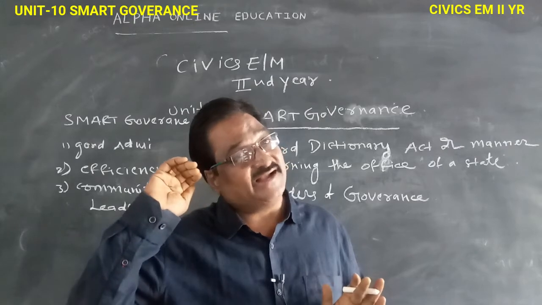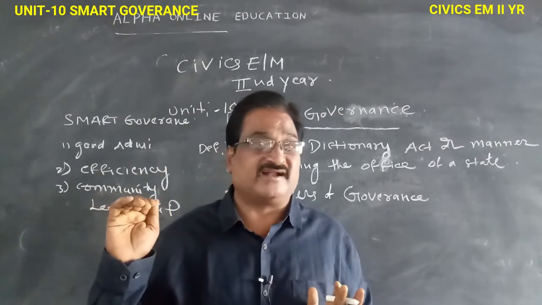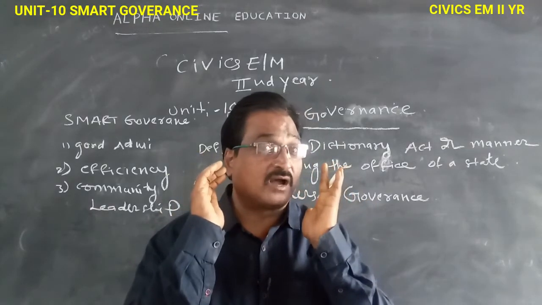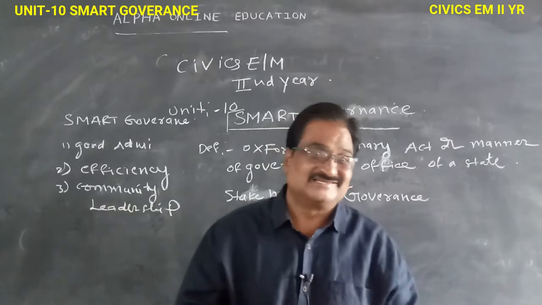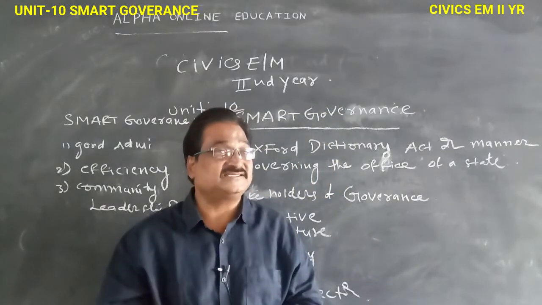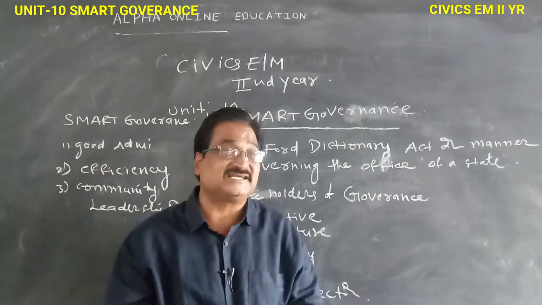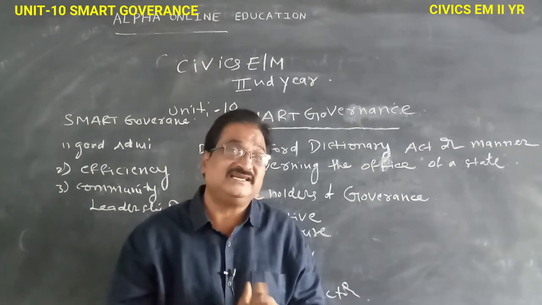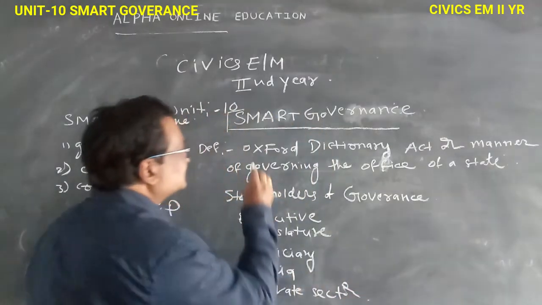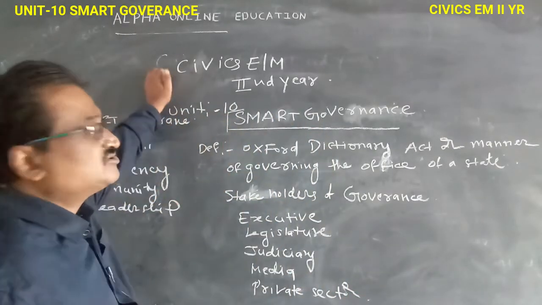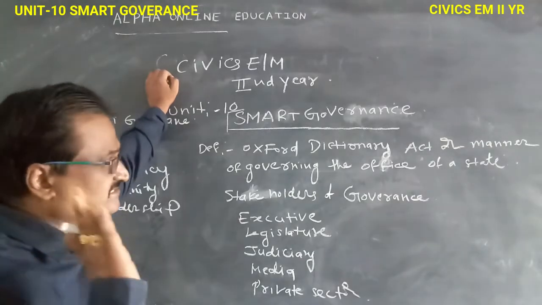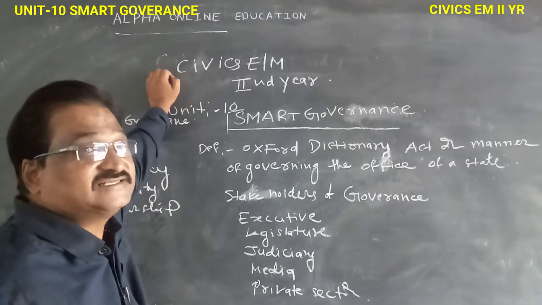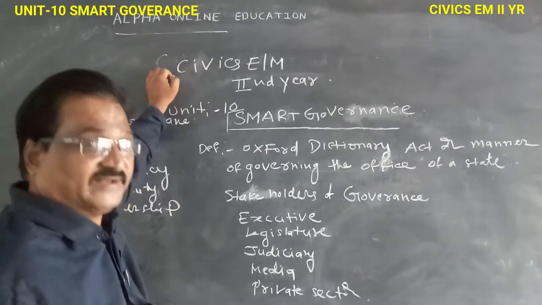So nowadays high technology is all over the world. Once upon a time there was no high technology, but now the technology is high. Now the administration is electronic administration. Another name for that is e-governance. So the smart governance means good governance, responsible governance. The governance is a responsible government.